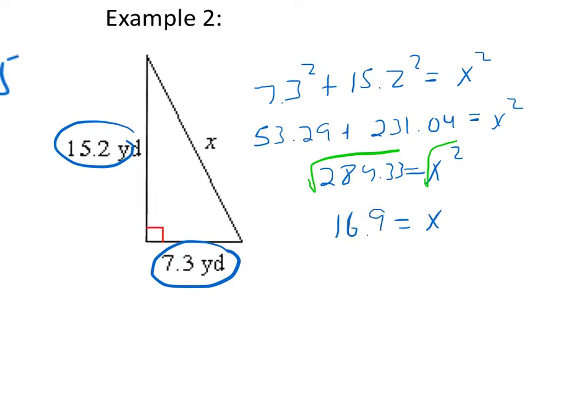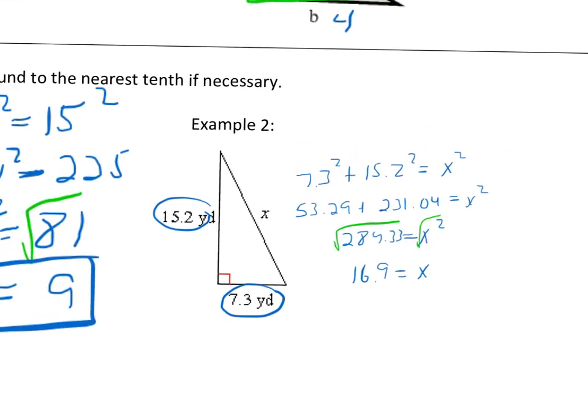Now I could have just rounded those to the nearest tenth, which is what's mentioned here, but I did that with the answer. But I could have done that right here and right here also.